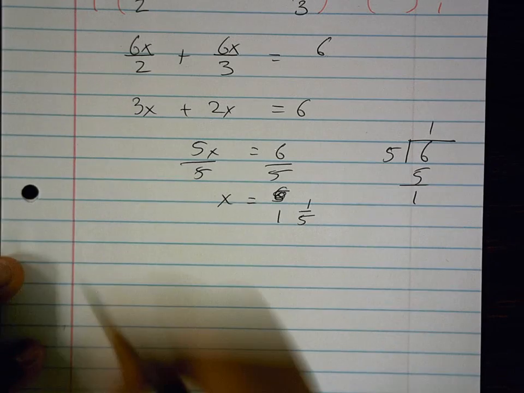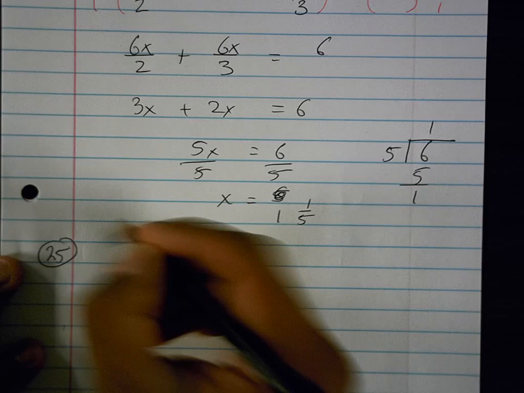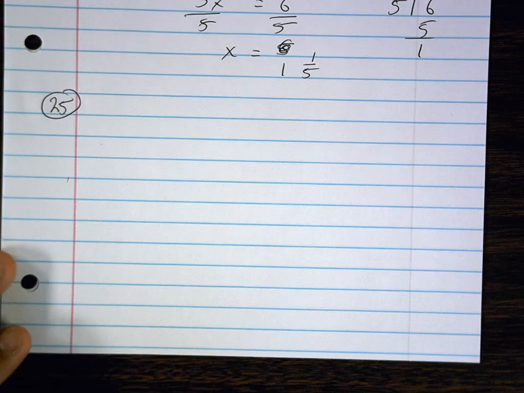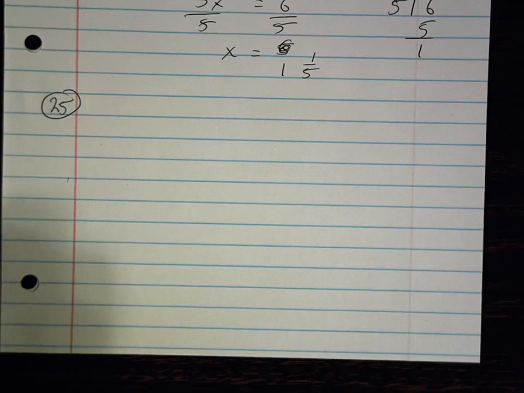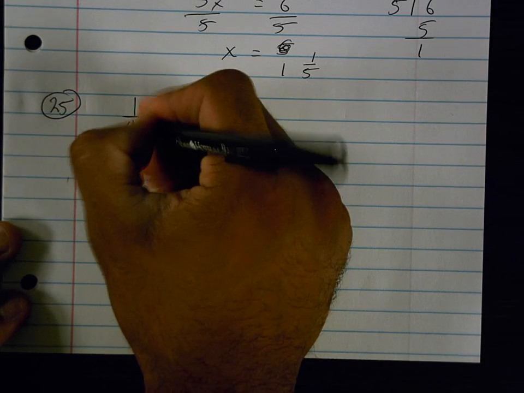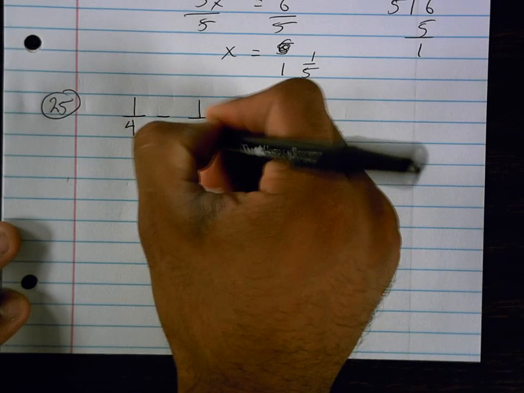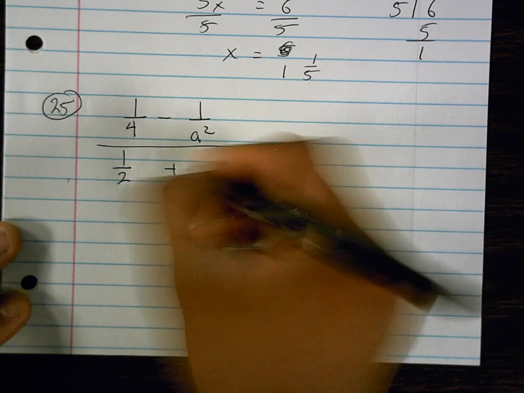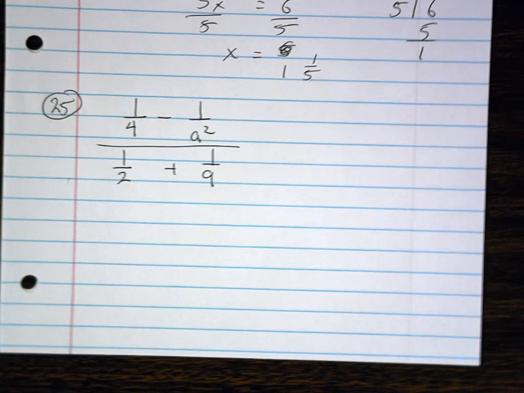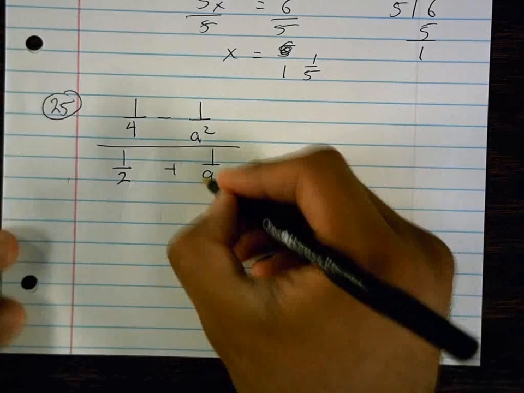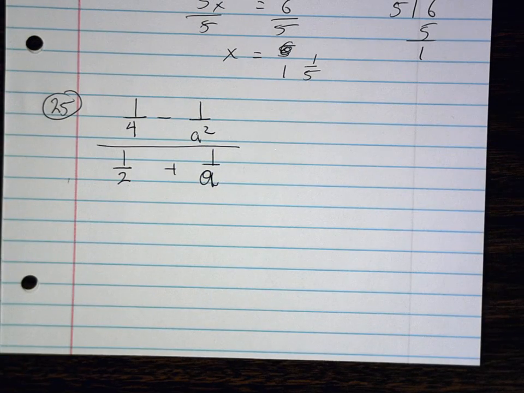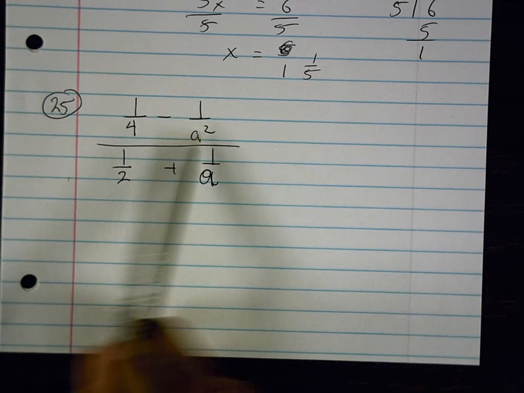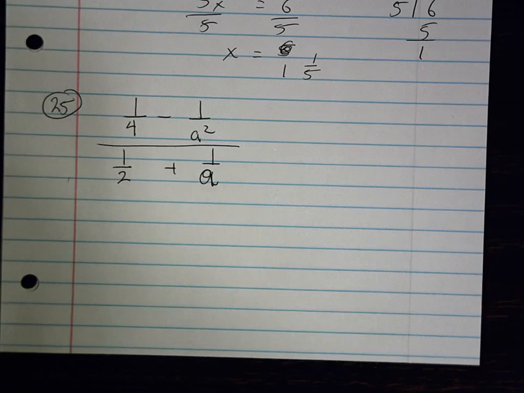All right, last two for this section. That last one was 24. 25 is a complex fraction. A complex fraction means you basically have fractions inside of fractions, and you can see right here what I'm talking about. What you have to do is clear all the little fractions. You look at all the little denominators, and you multiply by that greatest common denominator.